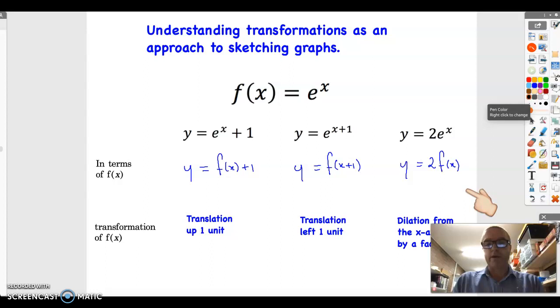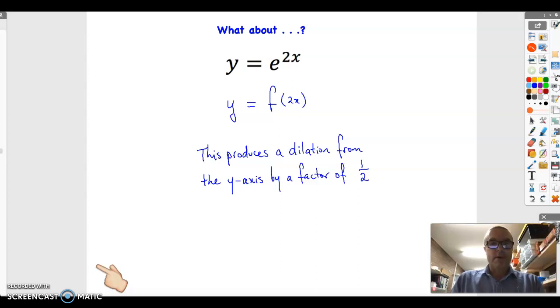So once we're aware of those transformations, and we're aware of what the original function looks like, or the base function looks like, we can use those transformations to come up with a very handy sketch. This type of transformation some students haven't encountered in Units 1 or 2, so we'll just talk about it now. What if we have e to the power of 2x? Here you can see we've swapped x with 2x. So we've got f(2x).